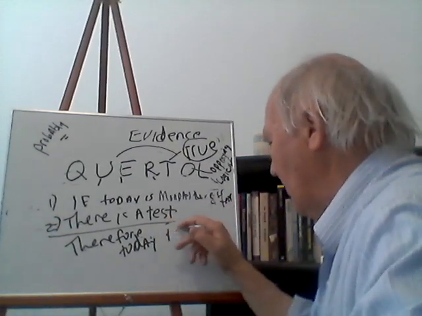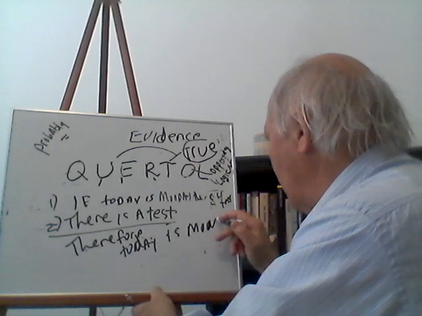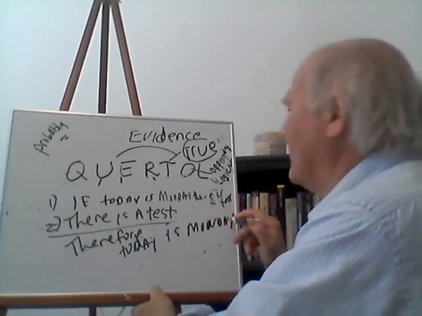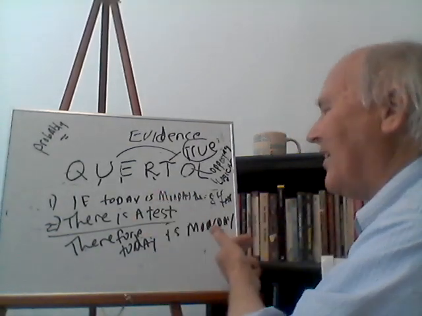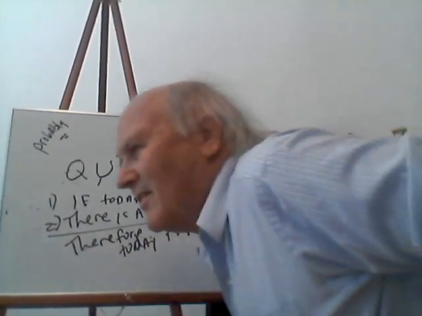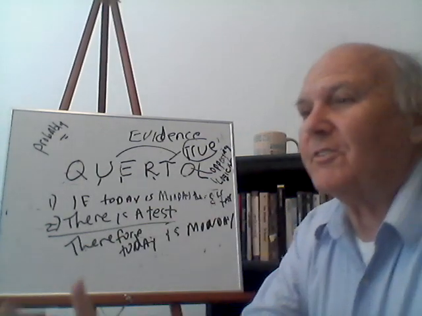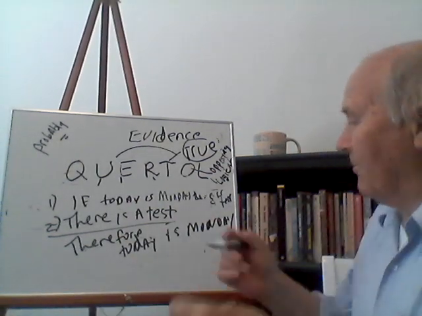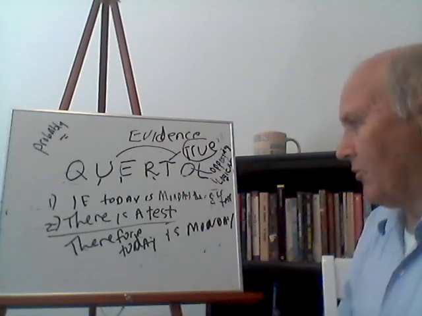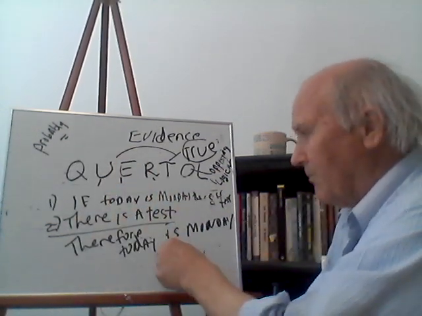Now, that is a terrible argument because it's illogical, okay? If today is Monday, there is a test. That doesn't mean today is Monday. It could be Tuesday, it could be Wednesday. There could be a test on Tuesday or Wednesday. This argument is illogical. So even if this is true and this is true, that does not follow.